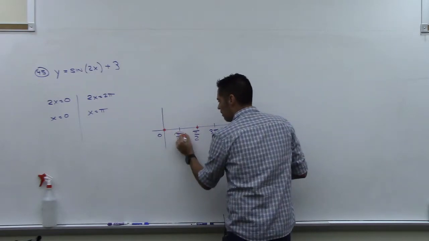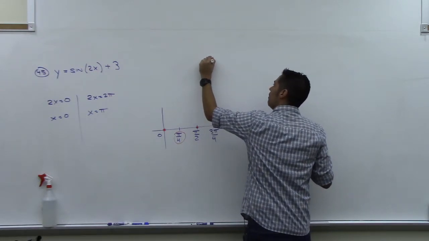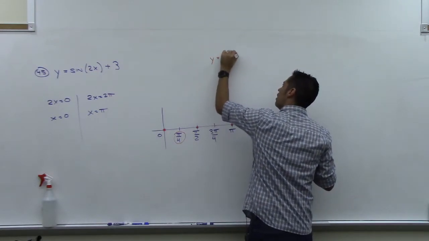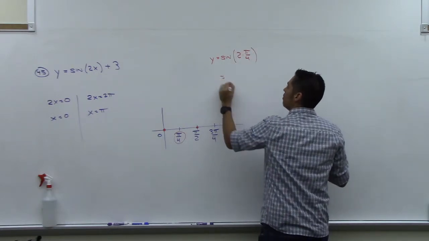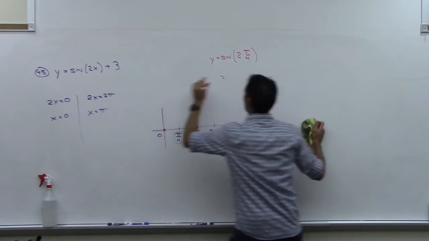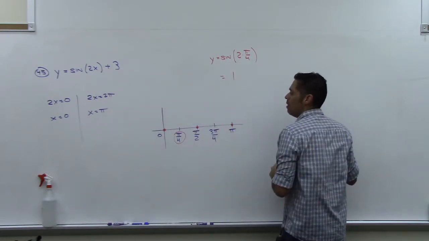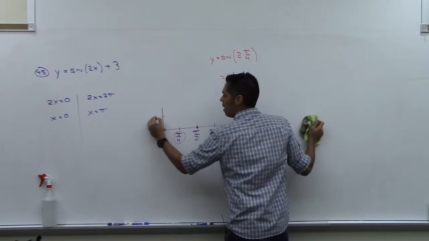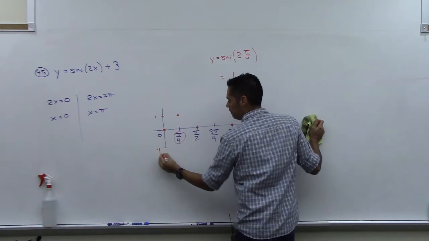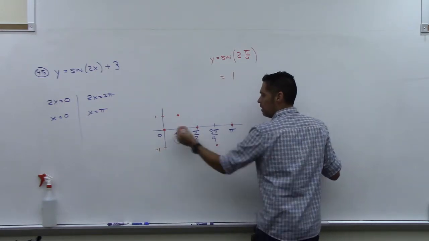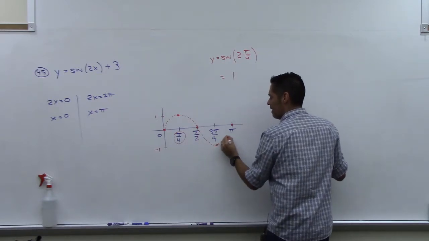So I test a point, pi over 4, and watch what happens when I plug this in. Y equals sine of 2 times pi over 4. Notice I'm not doing the plus 3, just doing this part first. So when I plug that in, that's pi over 2. Sine of pi over 2 is 1, so I'm going to be up at 1 there. So if this is 1, this point goes right here, and that means -1 is this point right here. So my graph looks like this.